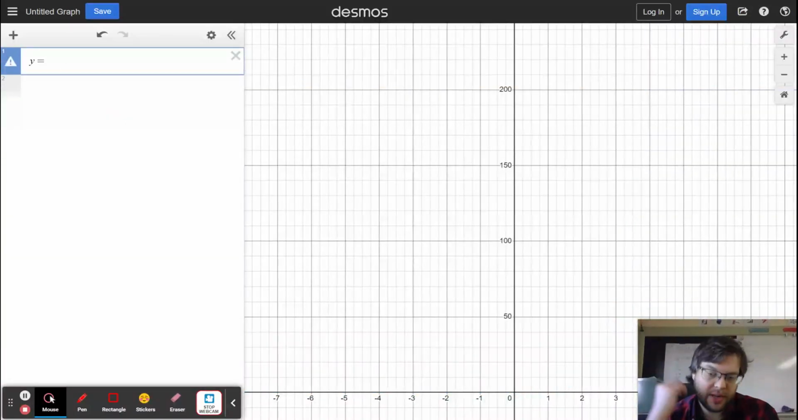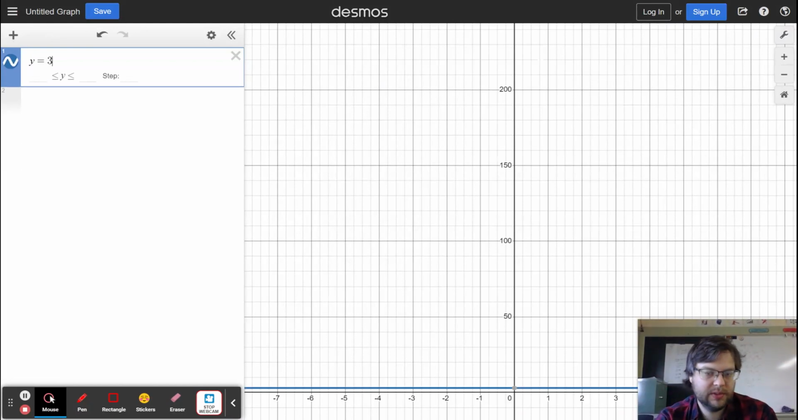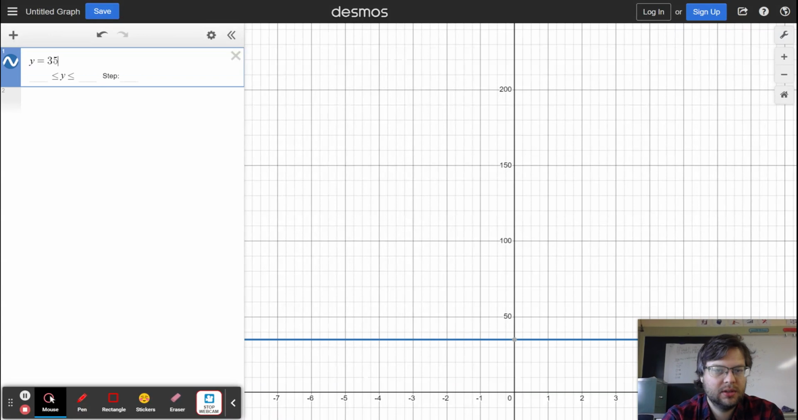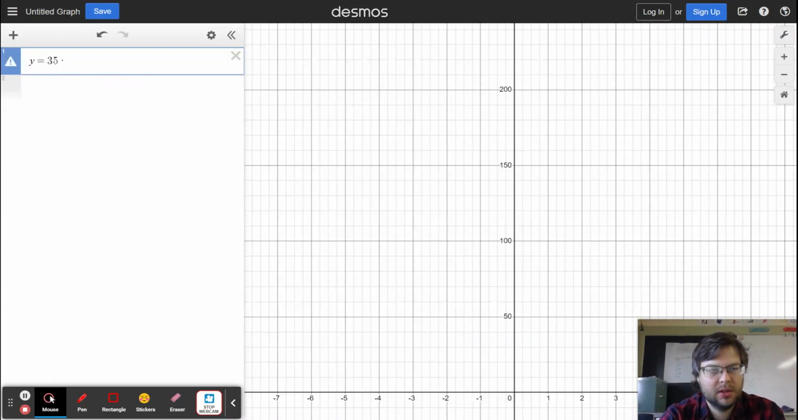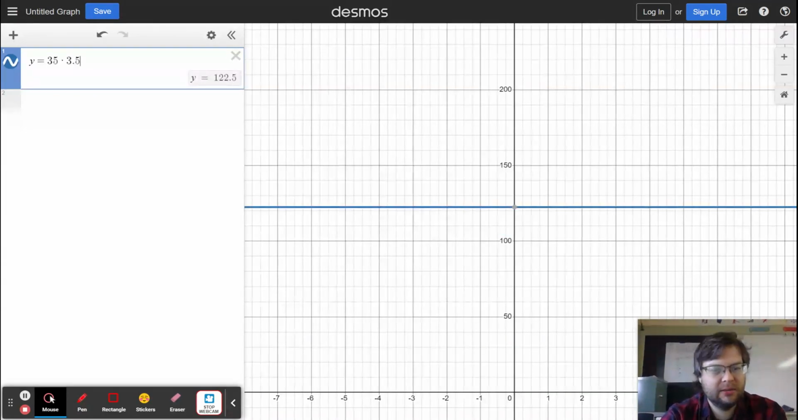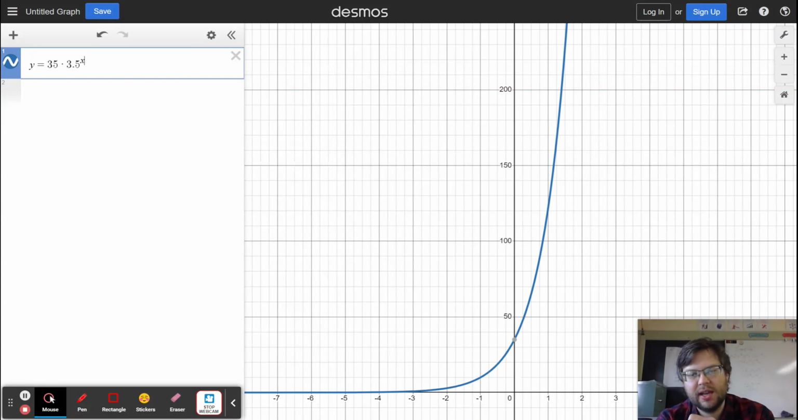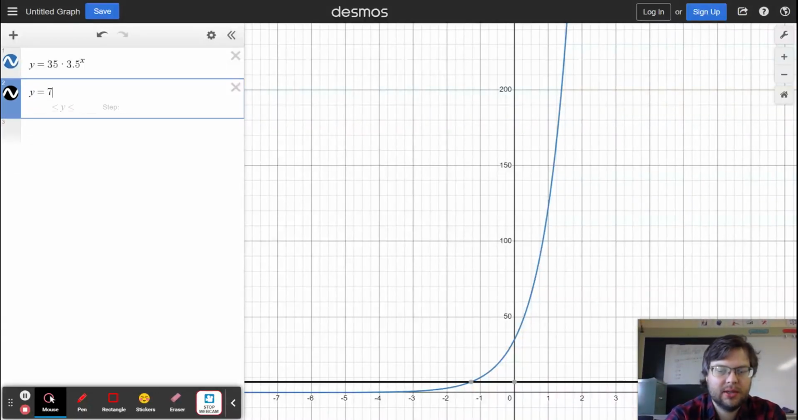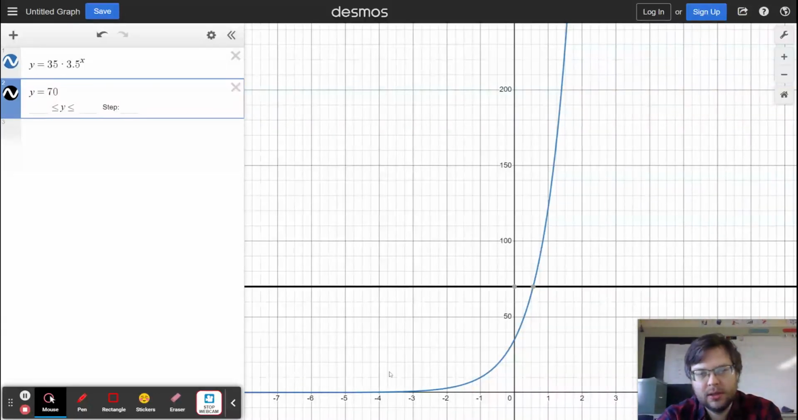Let's start with just a random exponential function. Let's say it's, I don't know, 35 times 3.5 raised to the x. I have no idea what the doubling time is here. But I know that I can write another equation that is twice as big, and I can find out what the doubling time is by clicking on their point of intersection. So I've got a doubling time of about 0.553.